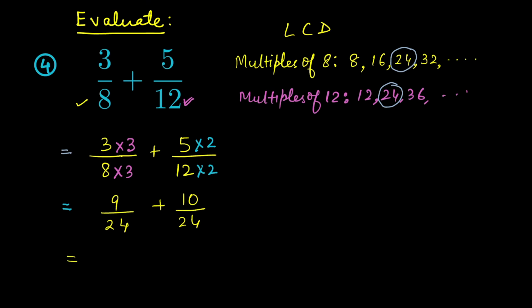Now the denominators have become the same, so we write the same denominator, 24, and in the numerator we have 9 and then we add 10. What is 9 plus 10? We get 19 over 24. This is the answer.